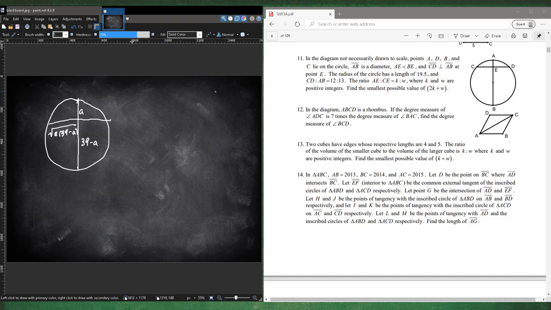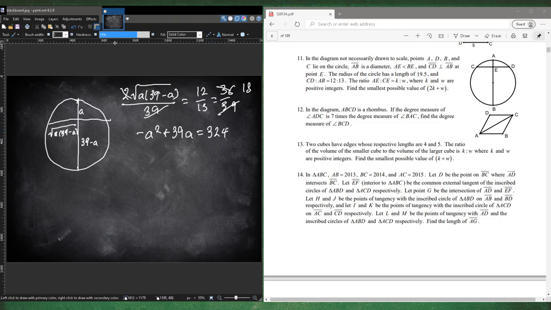And they said that the ratio of CD to AB, so from this entire length, that's 2 square root of a times (39 minus a) over the entire diameter, which is 39, is equal to 12 to 13. So we could solve for a. We could scale this up to 36 over 39. Cancel out the 39s, so divide by 2 to get 18. Then we square both sides and distribute this out, so that's negative a squared plus 39a is equal to 18 squared, which is 324.